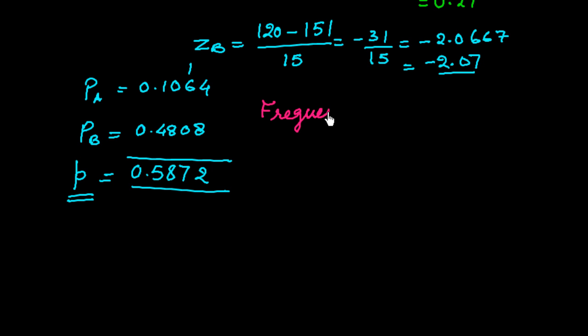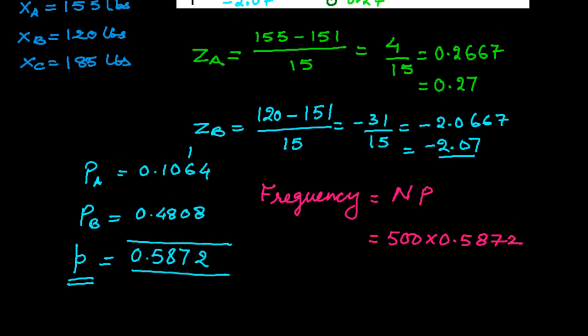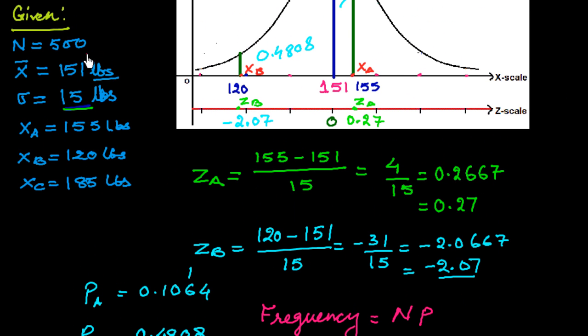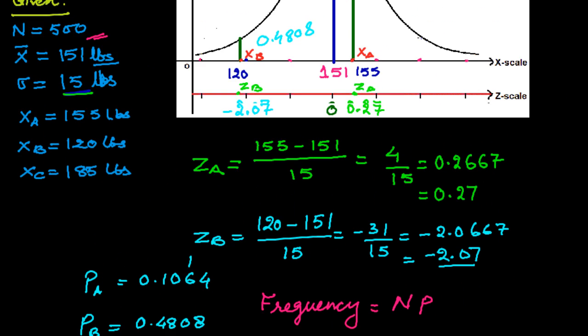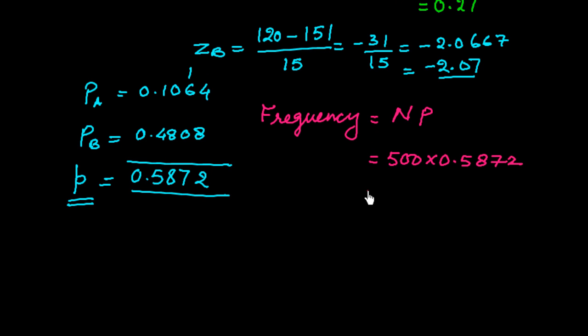Frequency, if we have to find out, then N into P. So N we have is 500 and P is 0.5872. So I explain to you, N is here, look at here, N is 500. So we calculate this, so it is equal to 293.6, or if we round this off, we get 294.